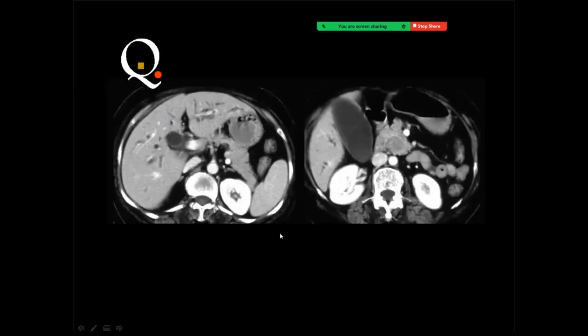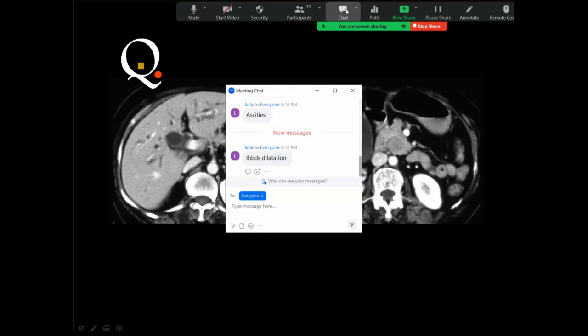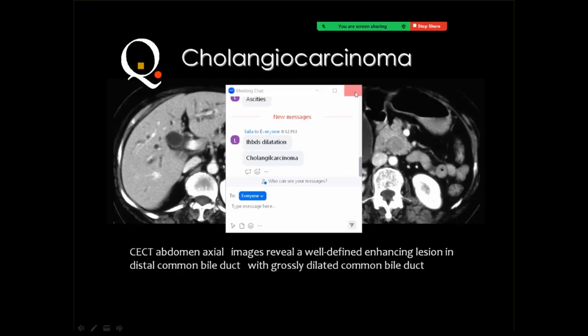Next case is an abdominal scan after intravenous contrast injection at the level of the liver and pancreas. Hydrops of the gallbladder. What is the cause of dilated biliary radicals? Pancreatic cancer. Sorry, pancreas cancer. Cholangiocarcinoma is a very good answer, but where is this cholangiocarcinoma?